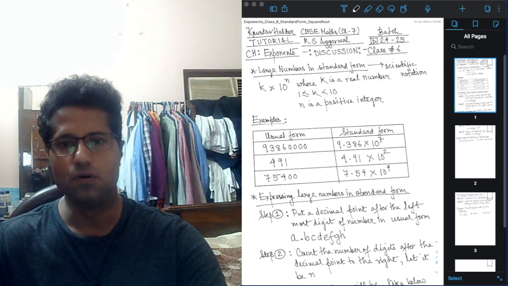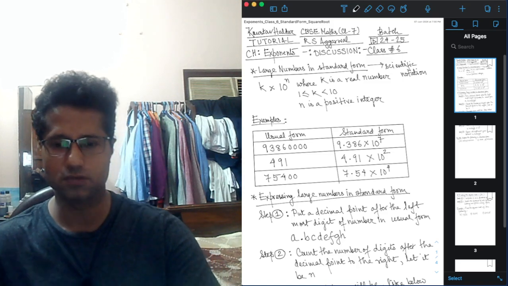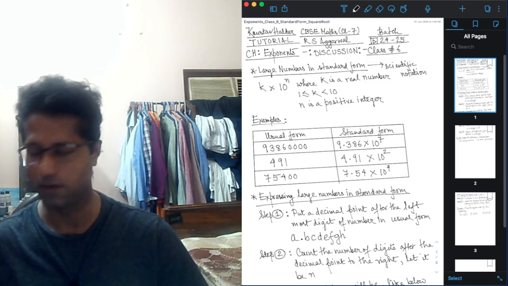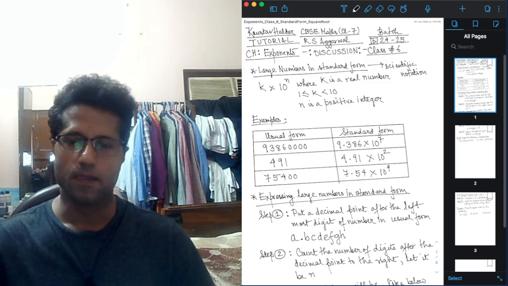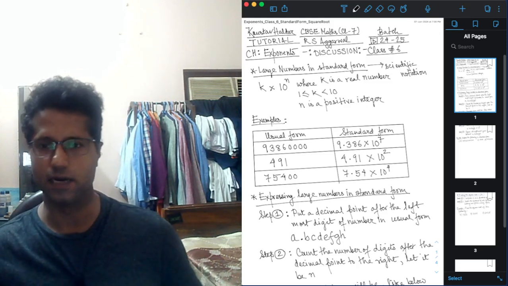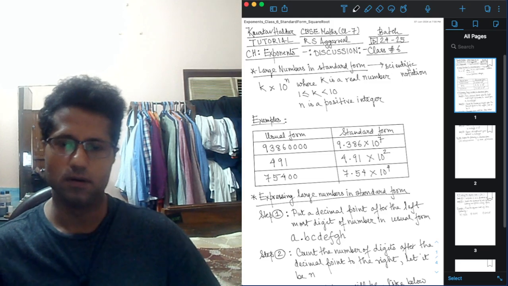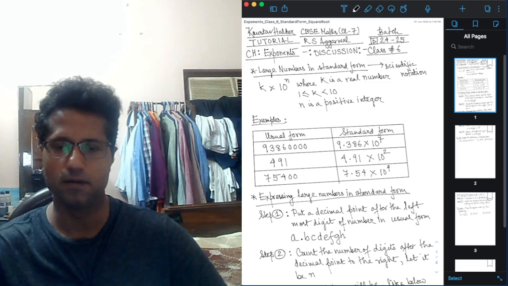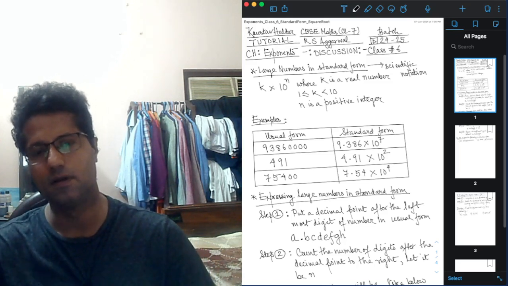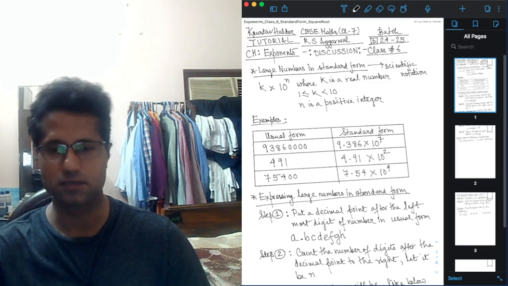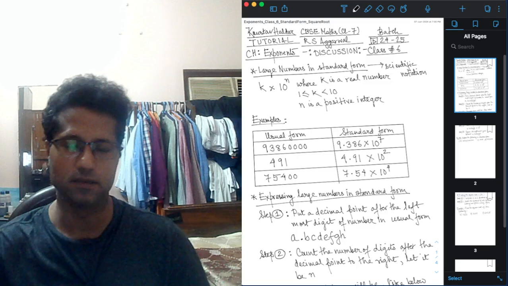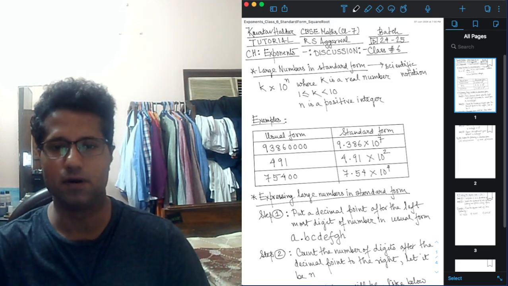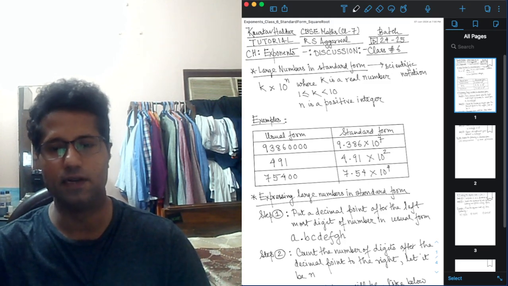Okay, so I have my notes where I will discuss the concept and also solve a few problems. A large number in standard form is of the form k into 10 to the power n, where k is a real number that lies between 1 and 10 excluding 10, that is, k is greater than or equal to 1 but less than 10, and it is multiplied by 10 to the power n, where n is a positive integer.